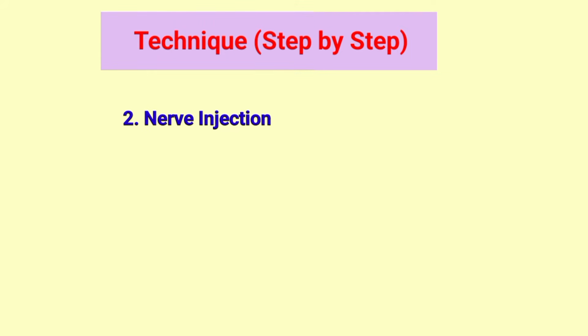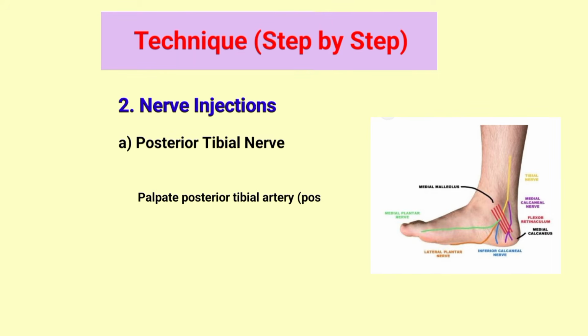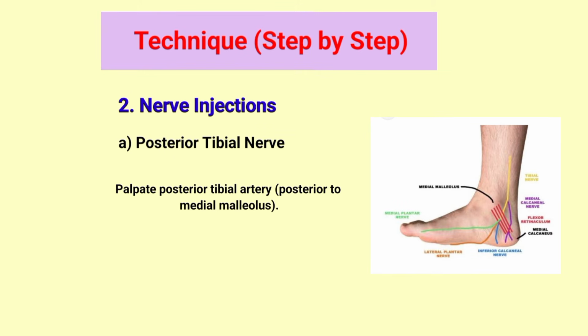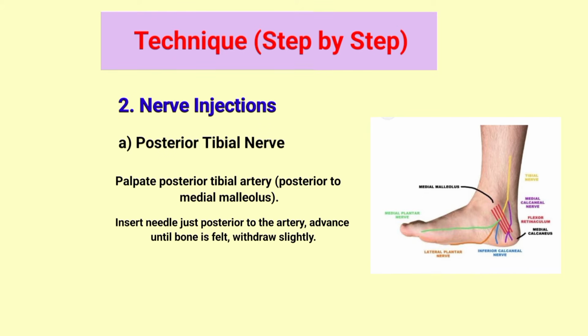2. Nerve injections: A. Posterior tibial nerve. Palpate posterior tibial artery, posterior to medial malleolus. Insert needle just posterior to the artery. Advance until bone is felt. Withdraw slightly. Inject 3 to 5 mL local anesthetic.